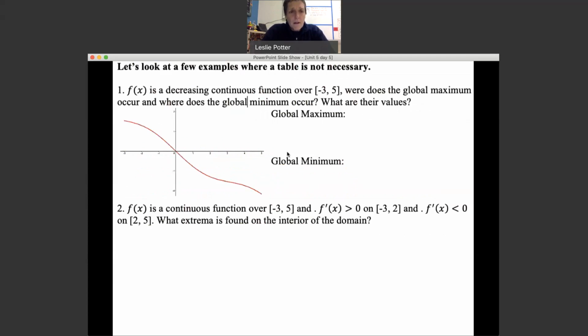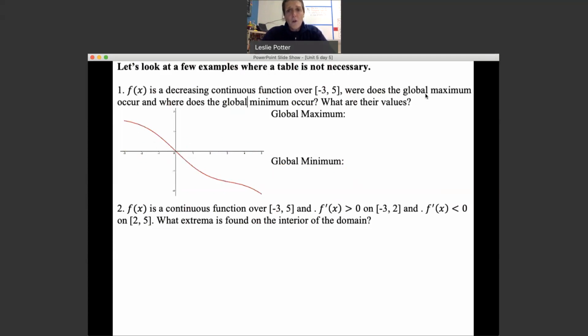So let's take a look at this just from a graphical standpoint. Example 1 here, f of x is decreasing and continuous over the interval -3 to 5. So here's -3 to 5. Notice it's decreasing, right? Decreasing, we know, means that the function values are getting smaller. We also know decreasing by the fact that the derivative is negative, right? All of the slopes of the tangent lines are negative.